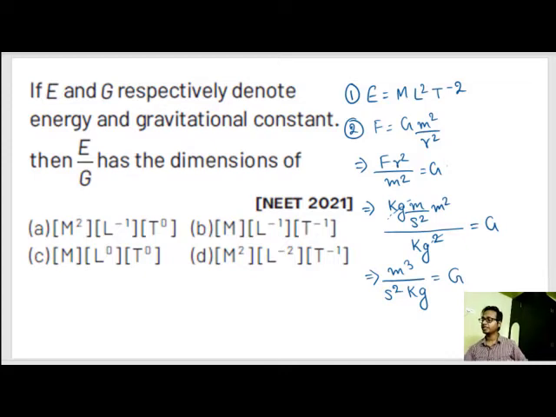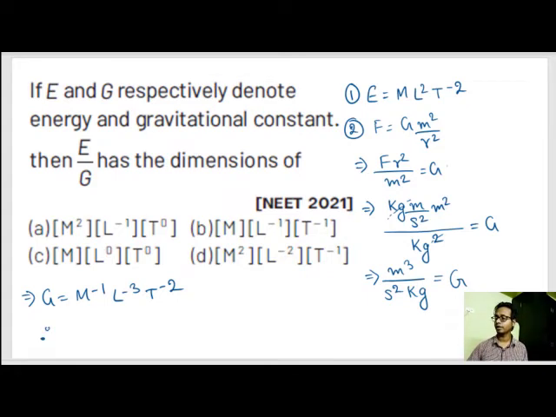Or the dimension of G can be written as m to the power minus 1, L to the power 3 and T to the power minus 2. This is the dimension of the gravitational constant. So the question asks us to find the dimension of E by G.